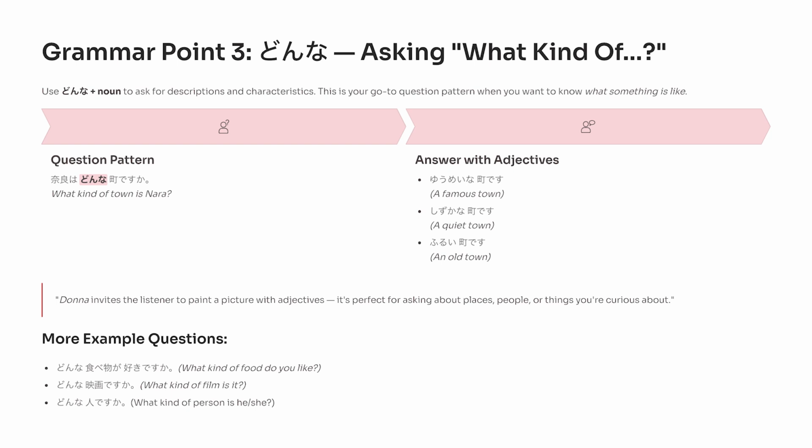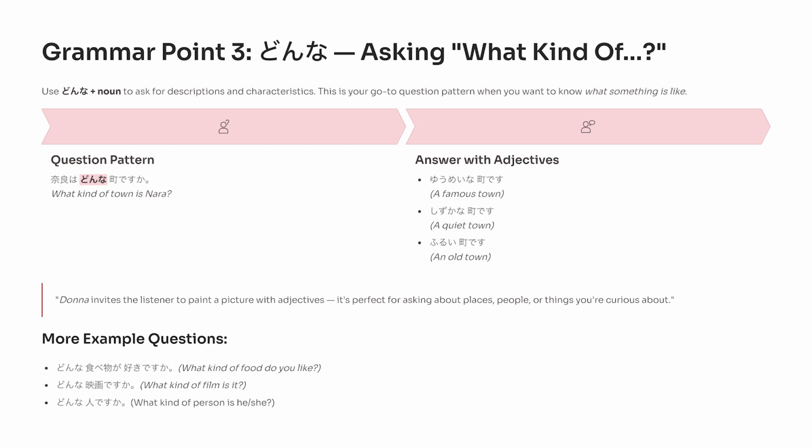When answering, we usually use adjectives to describe the noun. For example, 有名な町です. It is a famous town. 静かな町です. It is a quiet town. 古い町です. It is an old town. Notice that 有名 and 静か are na-adjectives, so they use na before the noun 町. Meanwhile, 古い is an i-adjective, so it connects directly to the noun without adding na.